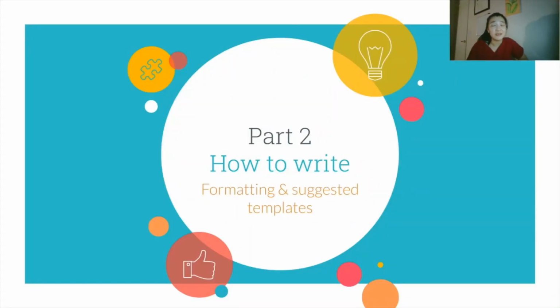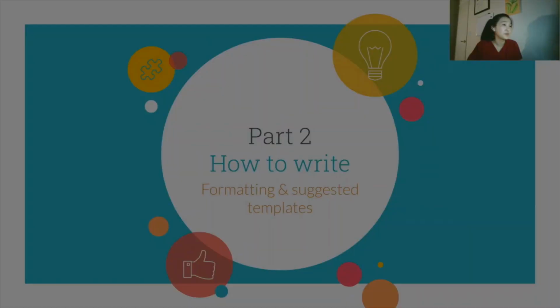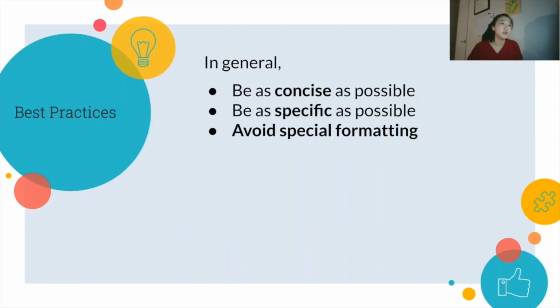Now I'll cover exactly how to write or fill out the additional information section of the Common Application with a suggested format and template. Okay, so in general, you want to be as concise as possible. This is, again, not a place for you to write another Common App essay. You also want to be as specific as possible.